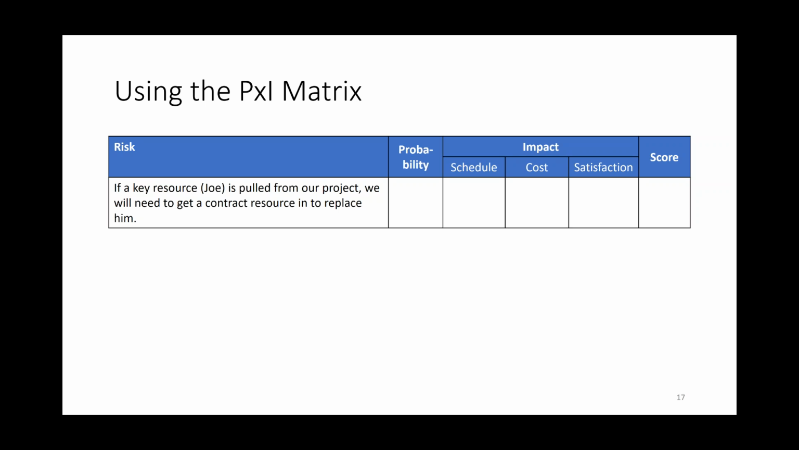And then we would look through the impact to each objective. Will that impact customer satisfaction? Probably not, because the customer won't know what Joe did. It could impact our cost a little bit because we're going to have to get a resource, and it could impact our schedule because we're going to have to train that resource. So let's go to the next slide.